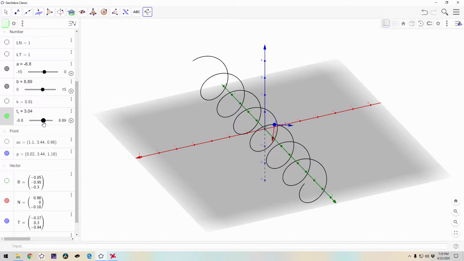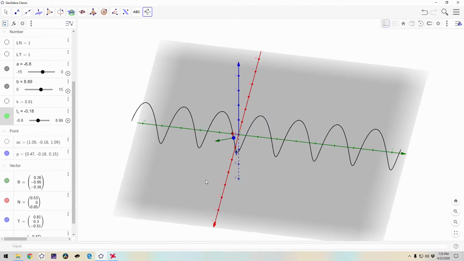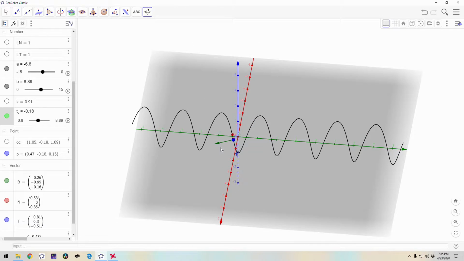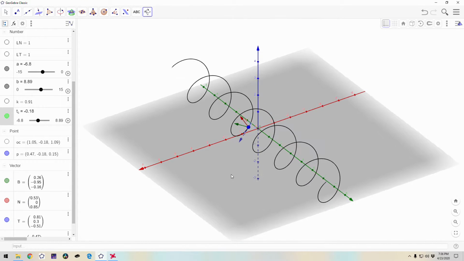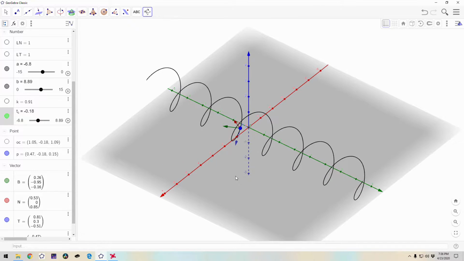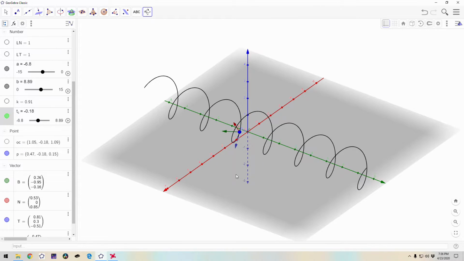Okay, let's rewind again. And here, let's throw in B. I know we haven't talked about B much, but look, here's B. So in its current position, you can see B is definitely at a right angle to the other two, right? I've got the TN plane right here, right? And then B is just the perpendicular vector to that. But remember, B is the binormal vector. So that's going to basically be pointing in the way that the curve wants to twist.